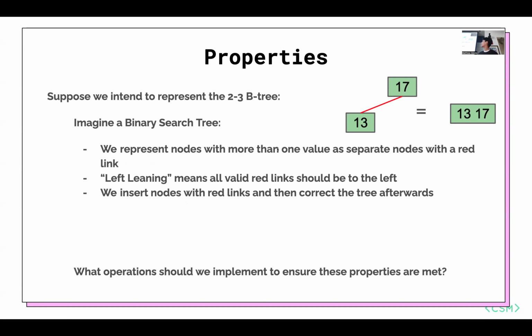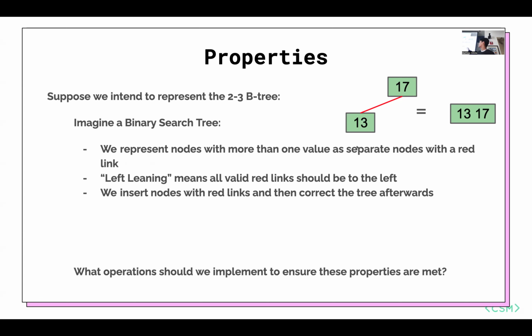And notice that we say left leaning because we want all the red links to lean to the left. So this would mean that all right leaning red links would be invalid. And all the other properties of the B tree also hold. This would mean that we can't have more than 2 items linked with red links.